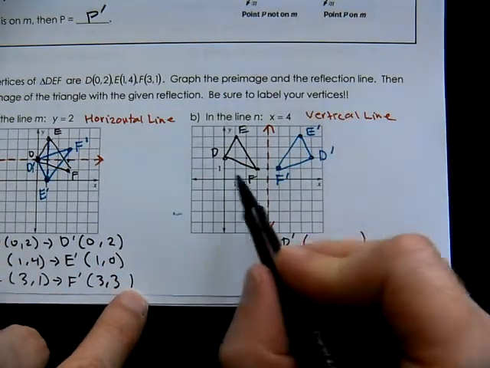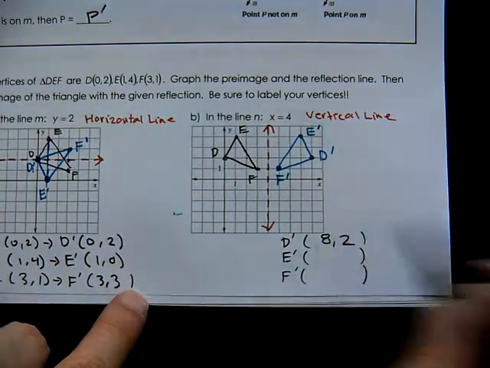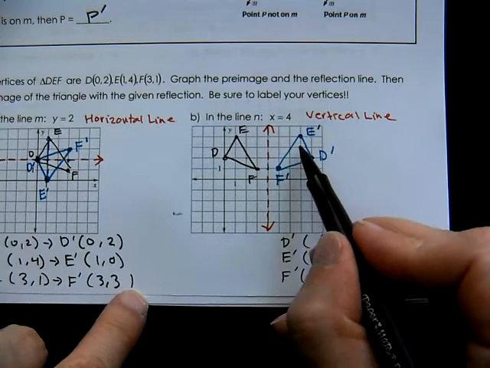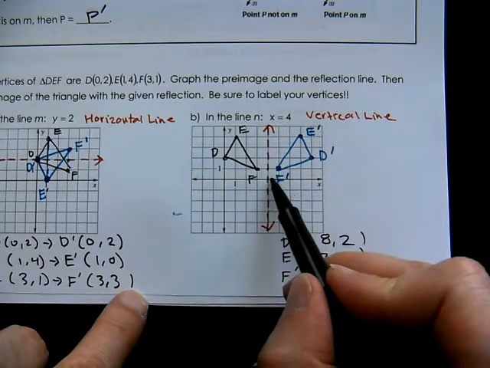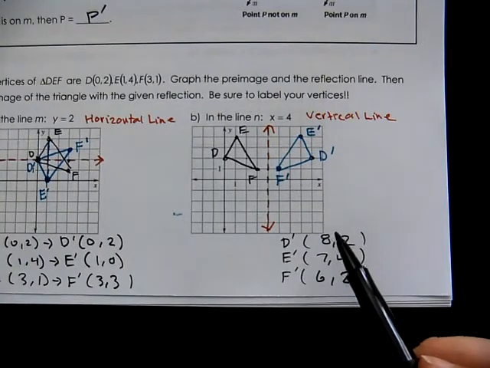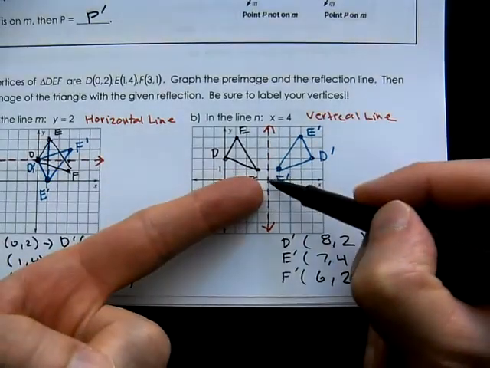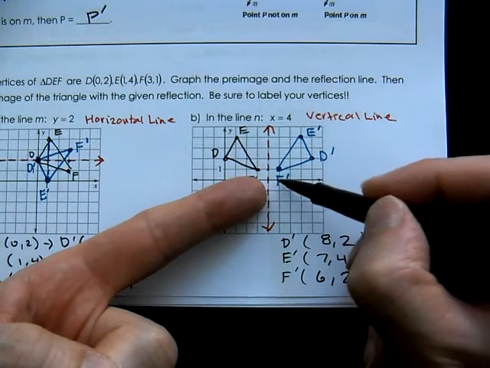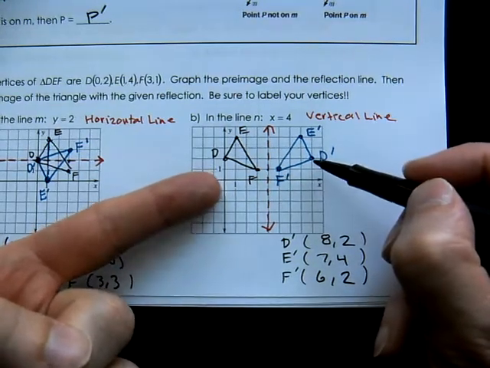D prime is located at 8, 2. E prime is located at 7, 4, and F prime is at 6, 2. Now, a common mistake that I see here is that students will accidentally start counting from where the line of reflection crosses. They'll say, hey, D prime is located at 1, 2, 3, 4, 2, and that's not right. Make sure you always go back to find the origin.